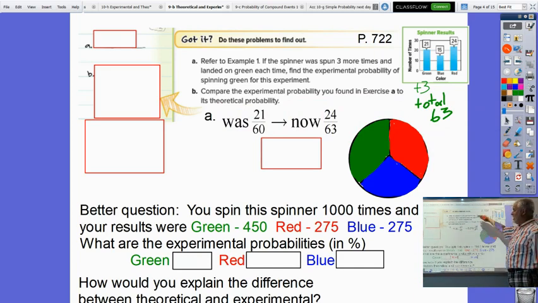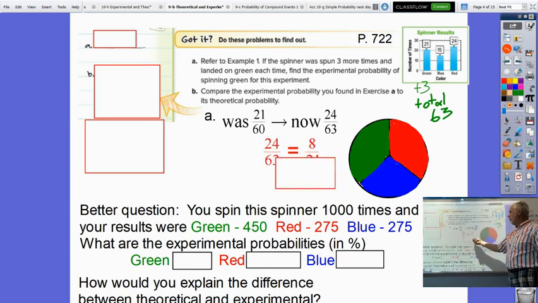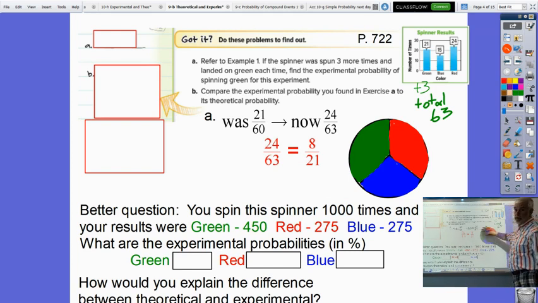So what is this new experimental probability? Well, 24 and 63 are both divisible by 3, and you get 8 out of 21. How does that compare with the theoretical probability? What's the theoretical probability of green? 1 out of 3. Is 8 out of 21 more or less than 1 out of 3? Well, 8 out of 24 would be 1 out of 3, so this is a higher probability of green, especially since you got 3 greens in a row like that.